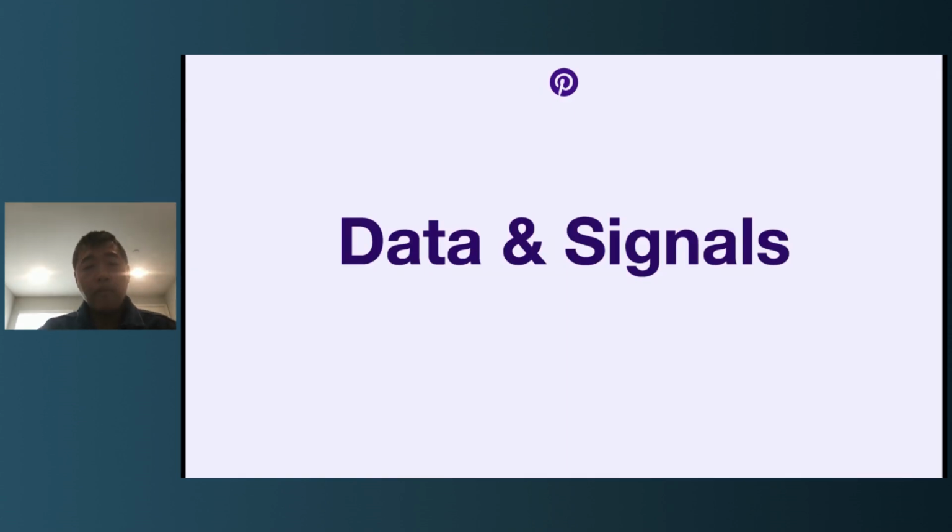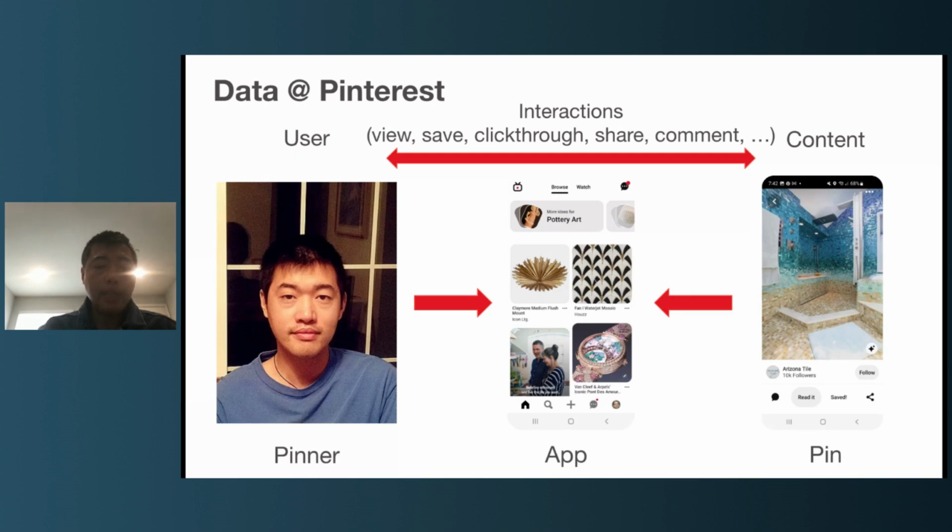So let's start from the data and signals, the basics of any machine learning technology. What does the data at Pinterest look like? Let's get even a bit more concrete and break Pinterest down into components. First of all, there's the pinner, or the user, and the app itself, which is the Pinterest app. And then there's a pin, which is the basic unit of content. It can be an image, a video, a product, or an ad, but they all come with metadata.